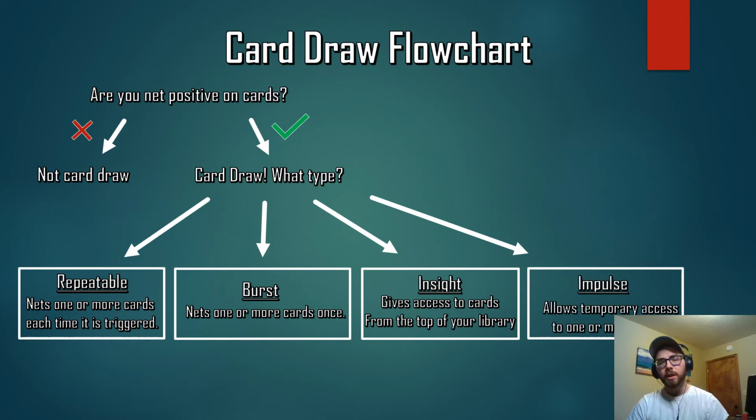And then our last one is impulse draw. It's that primarily red one that says, hey, you're going to exile cards from the top of your library and you'll have access to them for a certain time period. And that is going to be all of your impulse draw. There's a couple of instances where it is mixed, but mostly it's going to be in red.